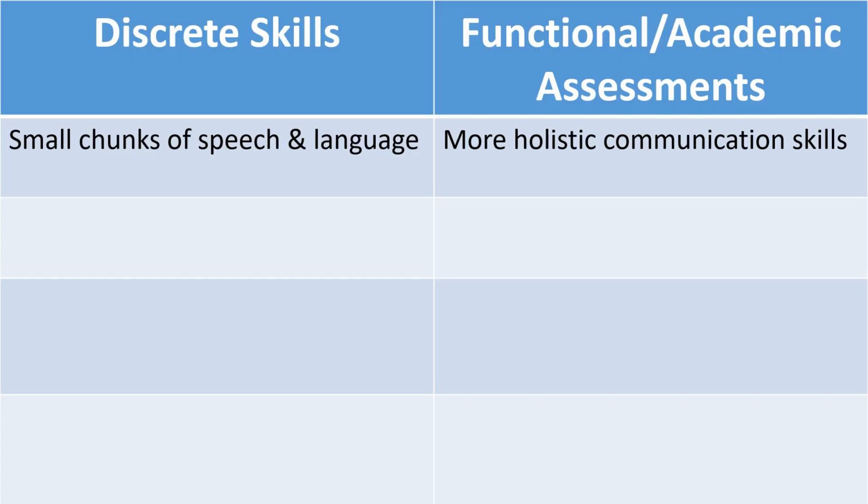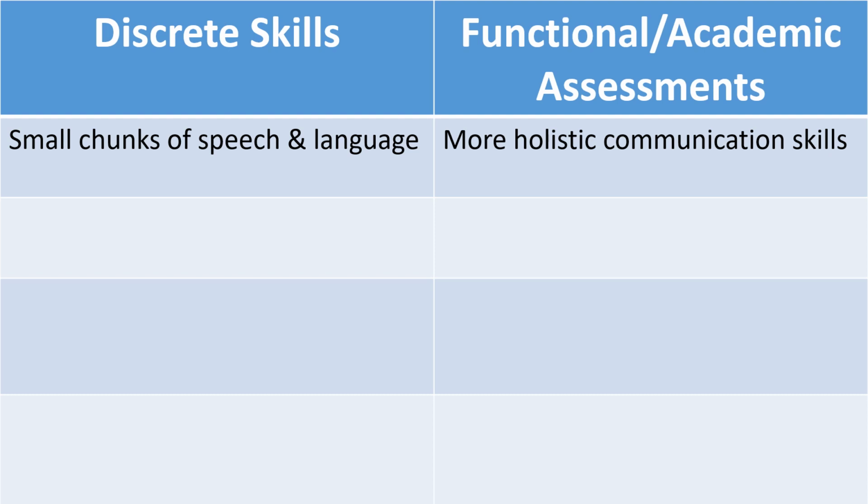Okay, so now that we've looked at some of these different examples, let's make some comparisons between discrete skill assessments and more functional and academic assessments. First, our assessments that look at more discrete skills tend to focus on small chunks of speech and language. So for example, the Goldman-Fristoe looked at individual phonemes. The Test of Language Development looked at production of inflectional morphemes.